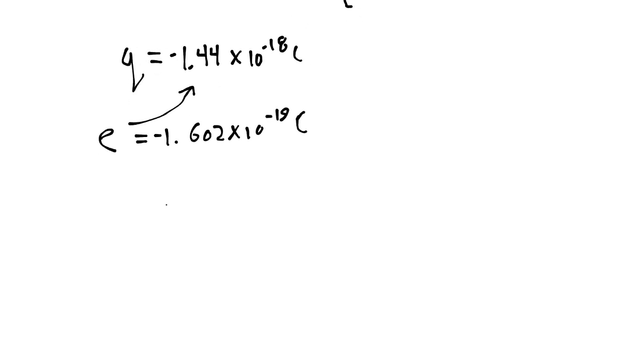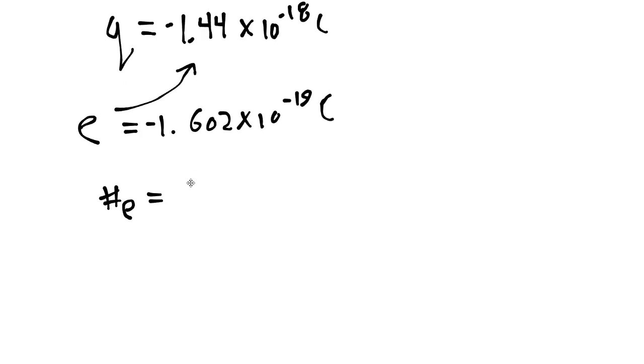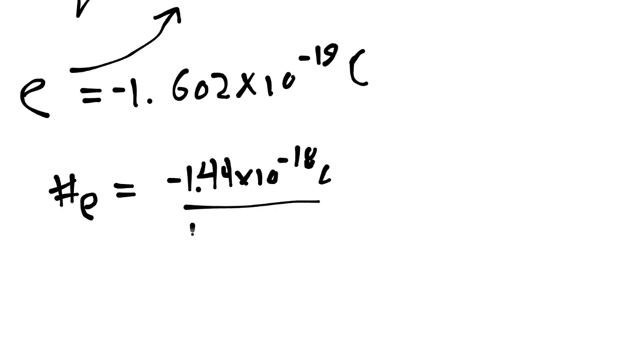So the way you're going to do that is number of electrons equals the same number from before, so negative 1.44 times 10 to the negative 18 coulombs divided by 1.602 times 10 to the negative 19 coulombs.